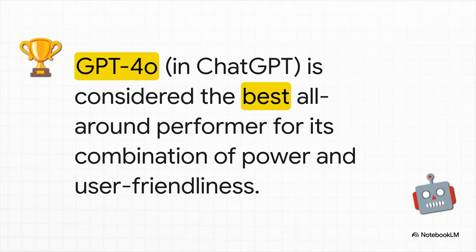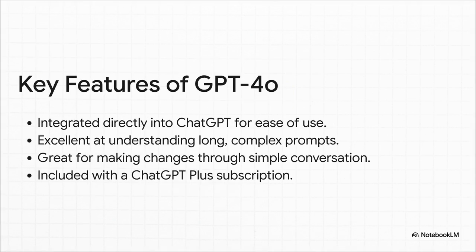Okay, if you just want the best all-rounder, something that's super powerful but also really easy to get started with, then you're going to want to look at OpenAI's GPT-4o. It's built right into ChatGPT, and it's pretty much the top pick for that perfect mix of quality and easy to use. What makes it so great is that it's conversational. You can give it these really long, complex prompts, and it just gets it.